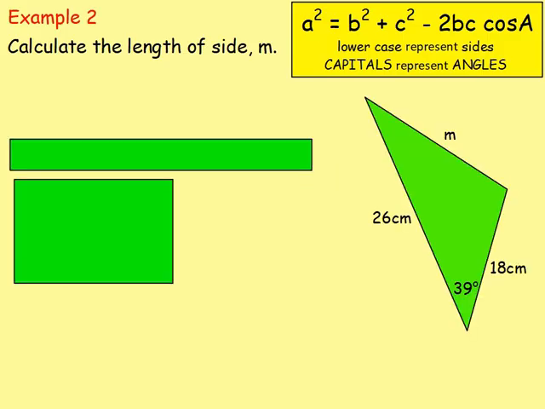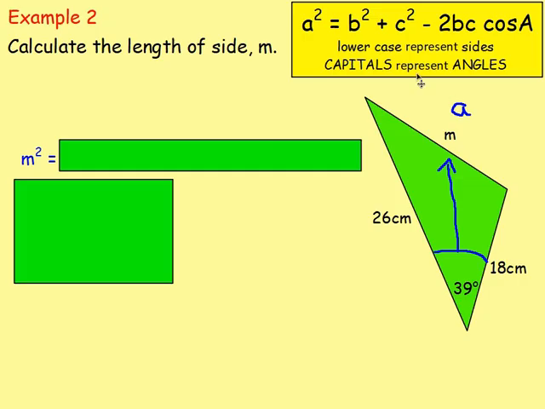Example 2, work out the length of this side M in this green triangle here. Once again, if you have a look at it, we've got two sides and the angle between them. The cosine rule formula, a squared equals b squared plus c squared minus 2bc cos A. A squared is really what we're wanting to find. So here, the length that we are wanting to find is m, so that there is our a, which means we're going to start off writing, instead of a squared, we'd have m squared equals.